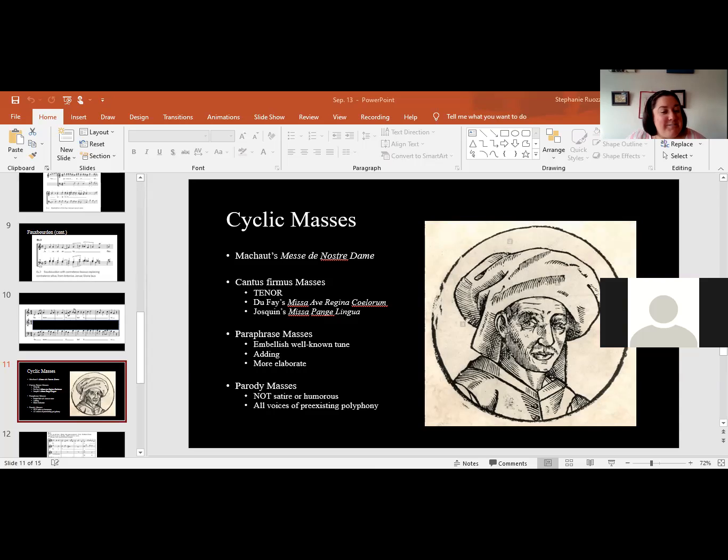So with the cantus firmus, it's like a pre-existing thing that's set to the tenor line, and that's the cantus firmus. And then for the paraphrase masses, they use like a well-known folk tune or something, and then they make it more elaborate and they add embellishments and stuff. And then with parody masses, it's not just one line from a folk tune. They take pre-existing polyphonic music and then set that for the mass settings.